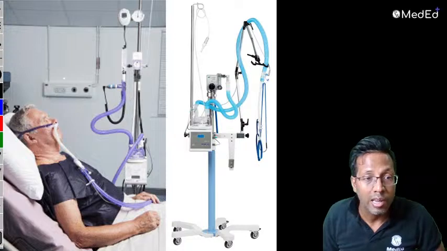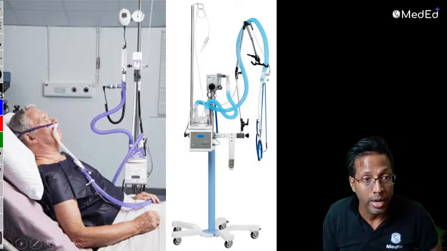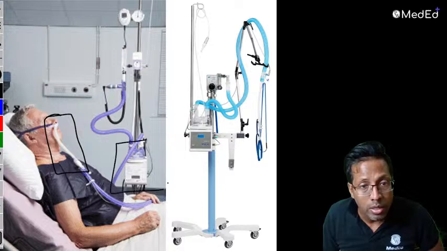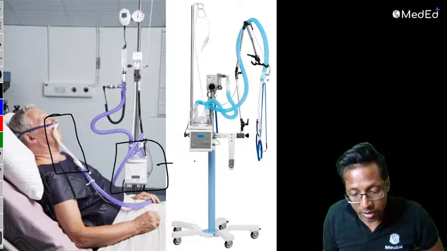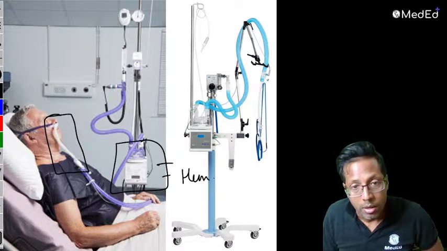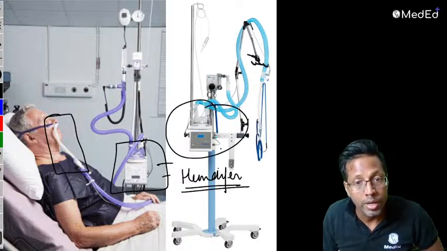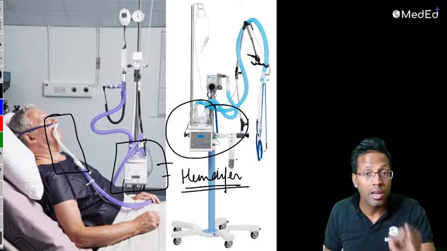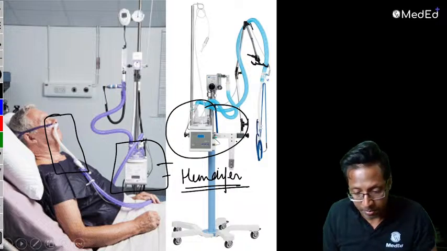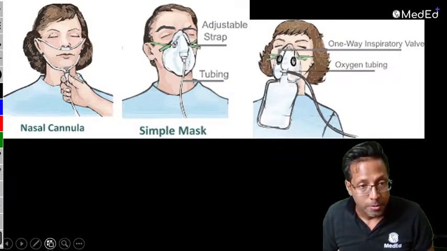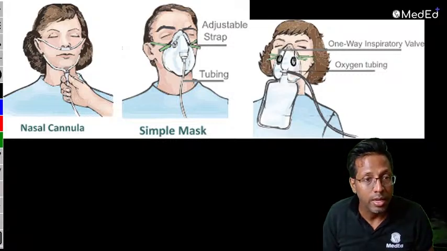This is what is called the high flow nasal cannula that I was discussing with you, right? It's a bigger nasal cannula, and you get this humidifier. This provides warm and humidified oxygen to the patient. So this humidifier is what helps you identify the high flow nasal cannula in the exam. This is the nasal prong, the first one which we discussed, the nasal cannula.